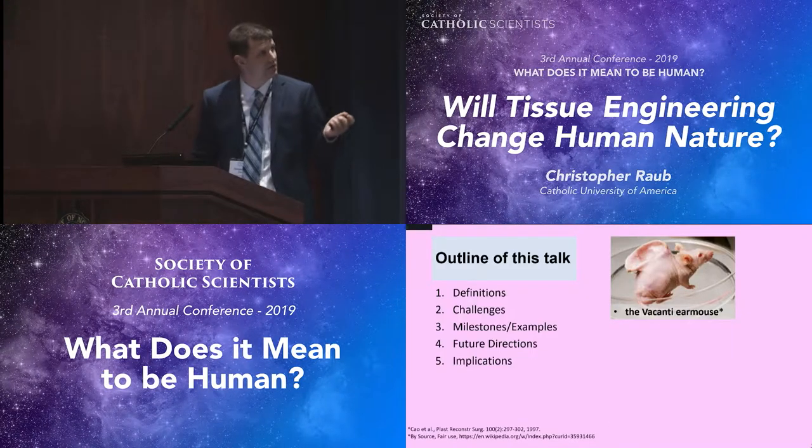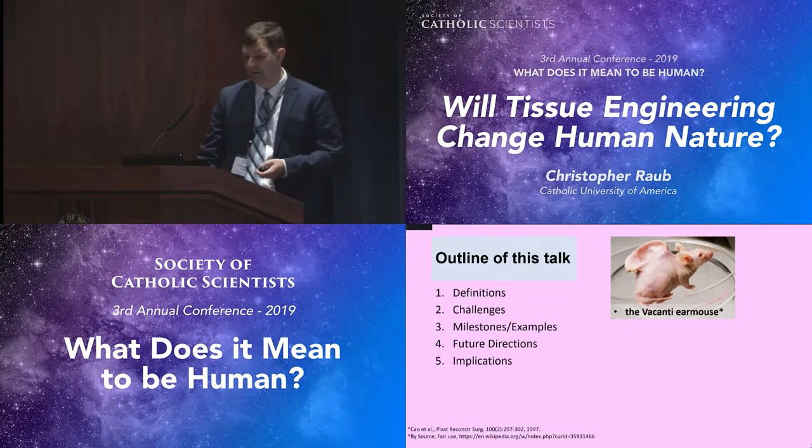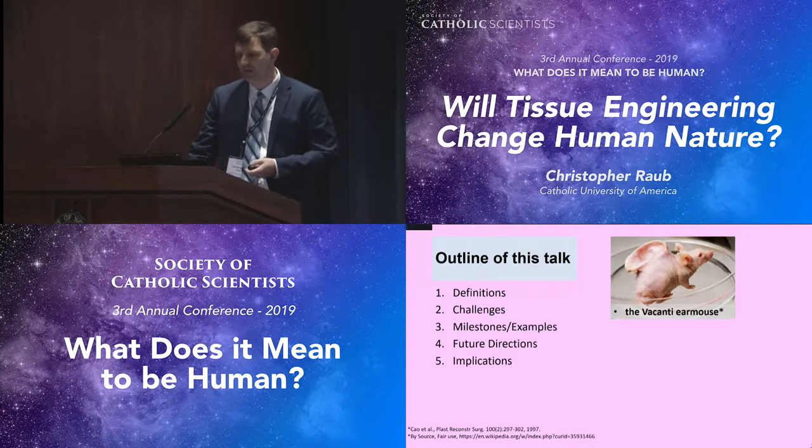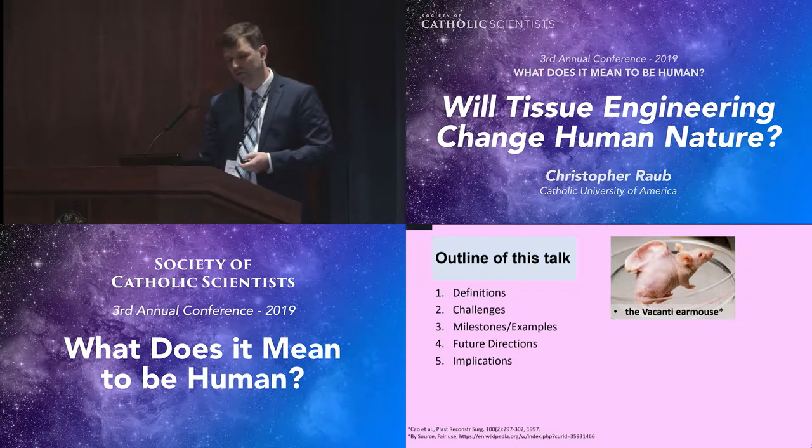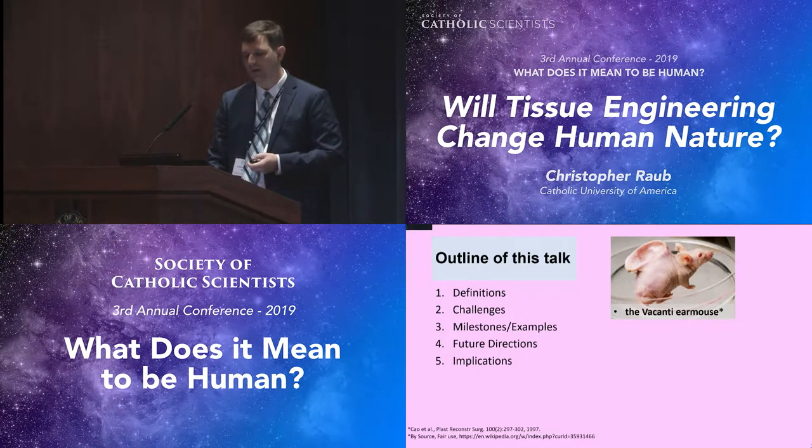So in this talk, we'll define definitions, which we did, discuss three challenges to tissue engineering, some of which Megan alluded to, the plumbing issues, and give some examples of those challenges and also milestones towards their progress in overcoming them. And we'll also discuss future directions and also the implications for the mutability of human nature with these approaches.